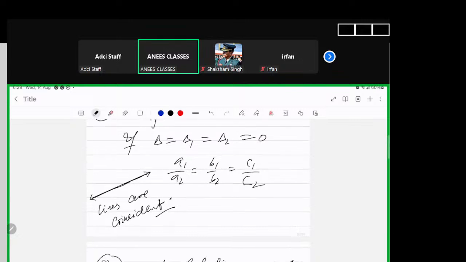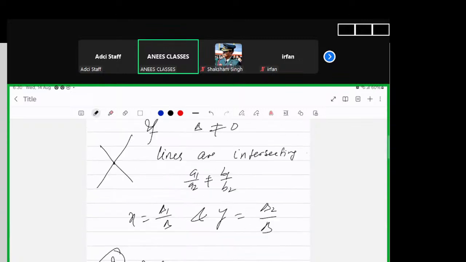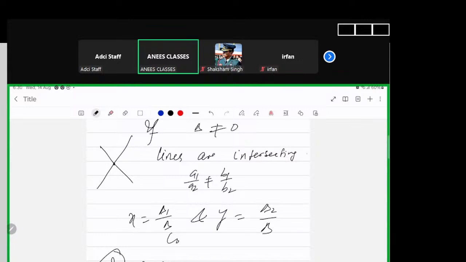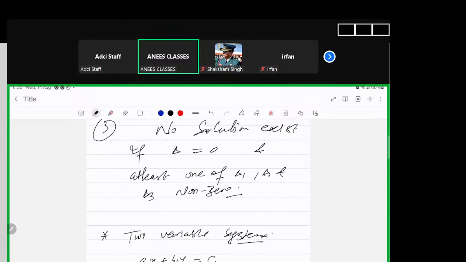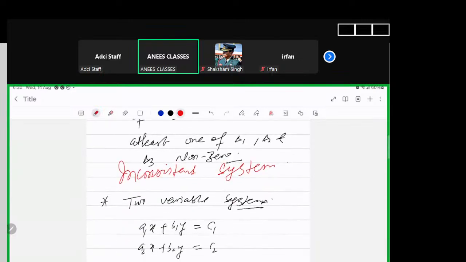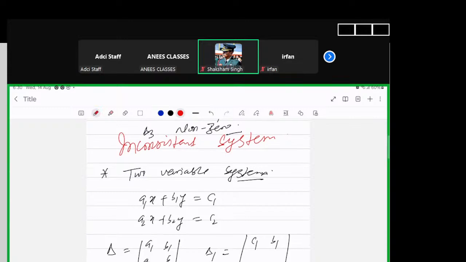When you have at least one solution, you will say consistent system. So infinite solution is a consistent system. This is also consistent. Here you will say inconsistent. Okay? Understood, Saksham? Atulya? Yes, sir.